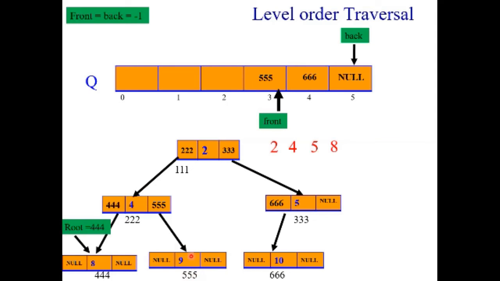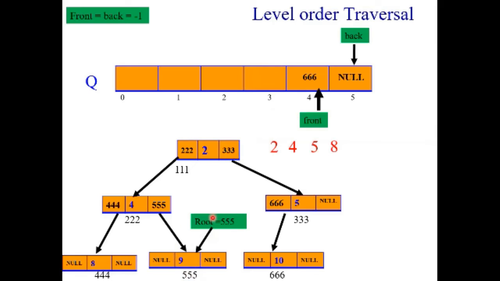Next, we have to come to node number 9. What is the node number 9 address? That is 555. I should do the front operation. Root is equal to q dot front. What is the front address in that location? That is 555. Root comes here. Now what to do? Pop operation is done. Again, root is not equal to null. Display the value, root of element, that is done. Root of left child is not equal to null? No, it is equal to null. No need to push. Root of right child is not equal to null? It is equal to null. No need to do push.